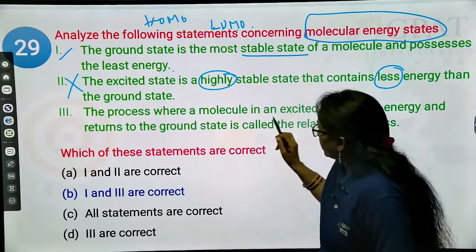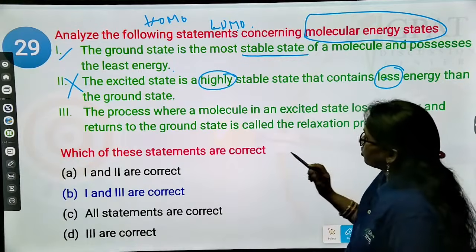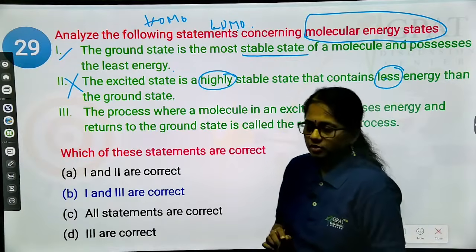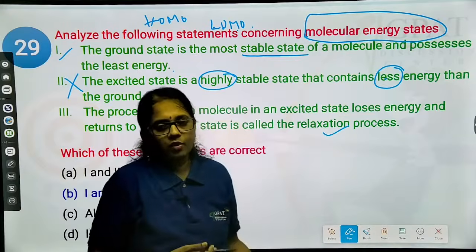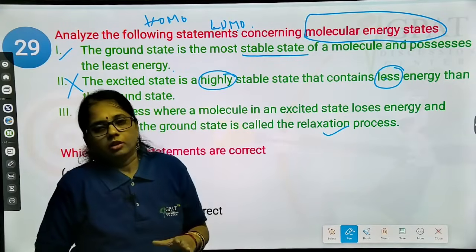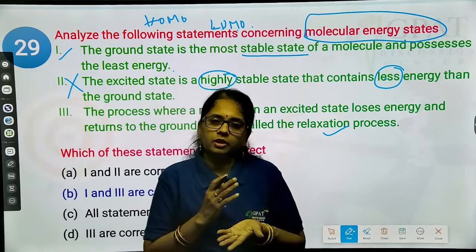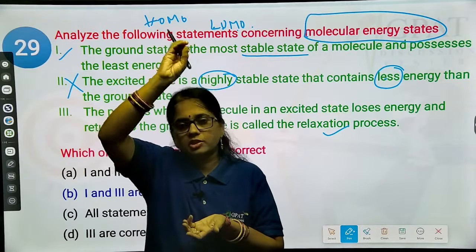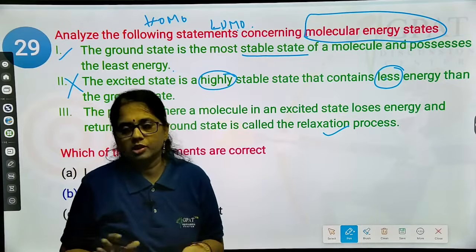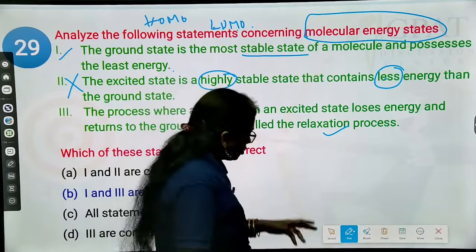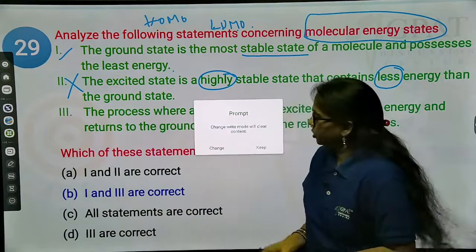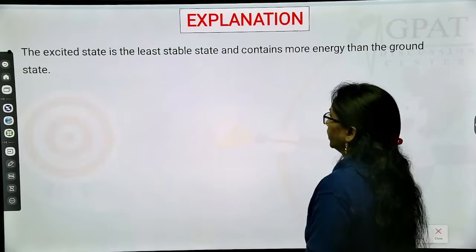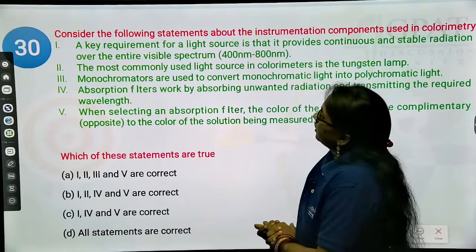Next, the process where a molecule in an excited state loses energy and returns to the ground state is called relaxation. Yes, this is called relaxation. After the absorption, it gets the absorbed energy and goes to the excited state. After losing the energy, it will come down. That is called relaxation. So 1 and 3 are the right options, so option B is going to be the correct one here. Okay, 30th question.